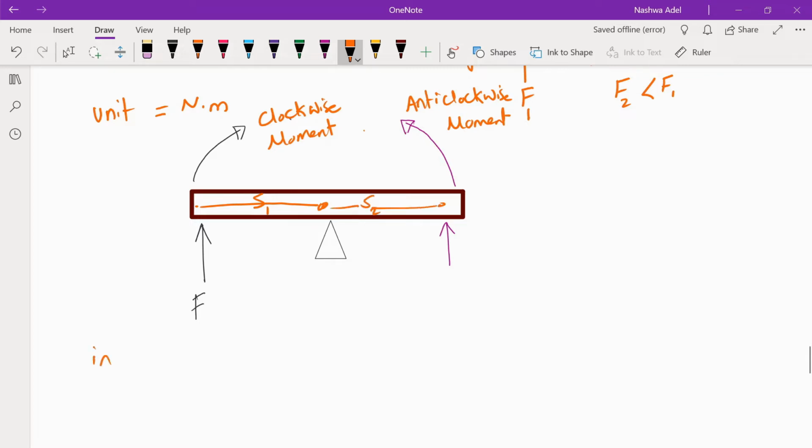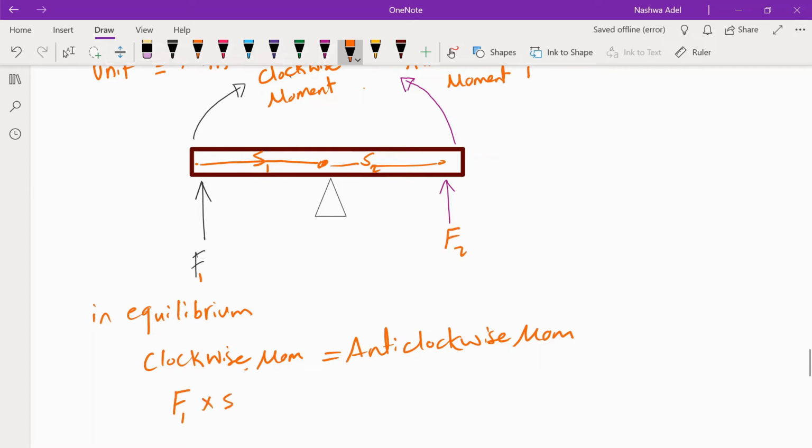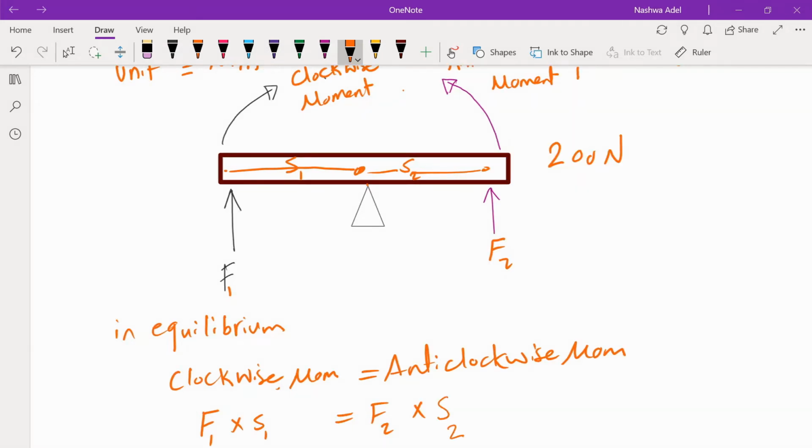So in equilibrium, the clockwise moment equals the anti-clockwise moment. So if we have here the force F1 and the distance is S1, and the force applied here is F2, we have F1 times S1 equals F2 times S2.